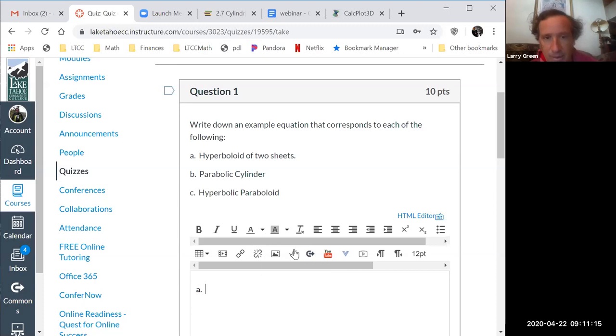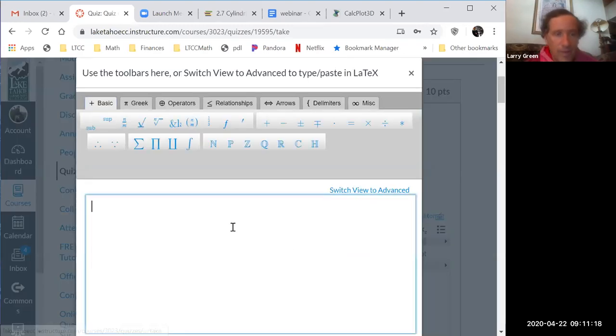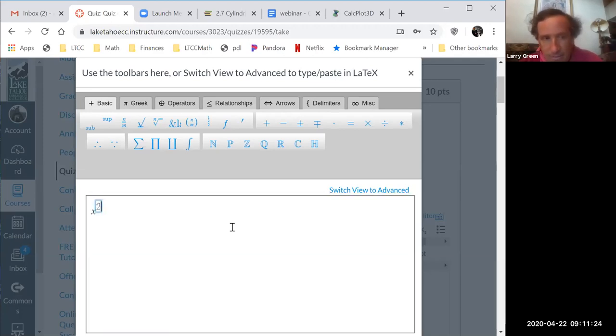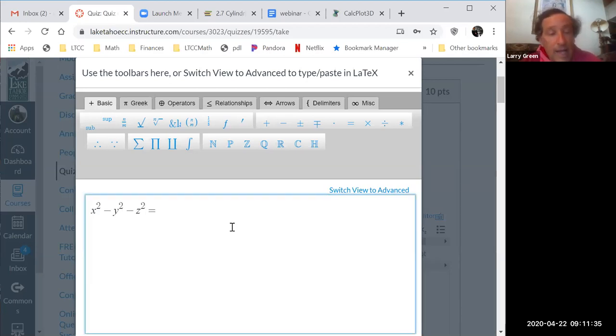So let's do an example. We can just make it really easy. You don't even need numbers in here. You just go x squared minus y squared. How about minus z squared? Now it's important. What has to be on the right-hand side? There are some restrictions. What can't it be?